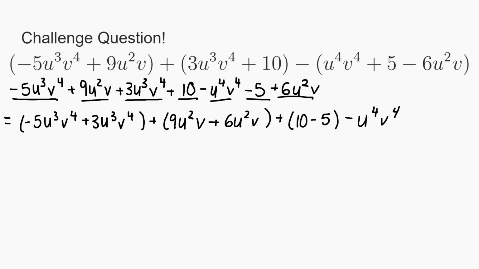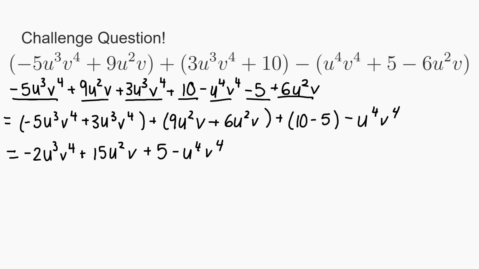Okay, now that we've grouped everything, we can simplify. So this becomes negative 5 plus 3, which is going to be negative 2. So that's negative 2u^3v^4. What about this one? We have 9 plus 6. So that's going to be 15. So 15u squared times v. And plus 10 minus 5 is plus 5. And we have minus u^4v^4. Now we've simplified everything as we can.